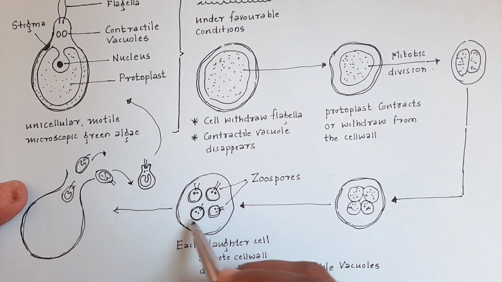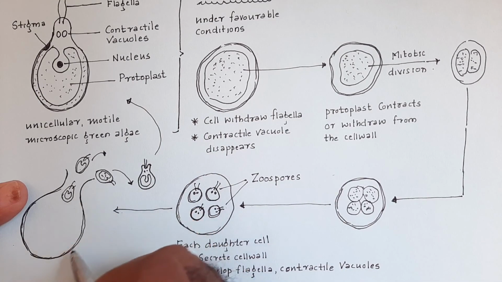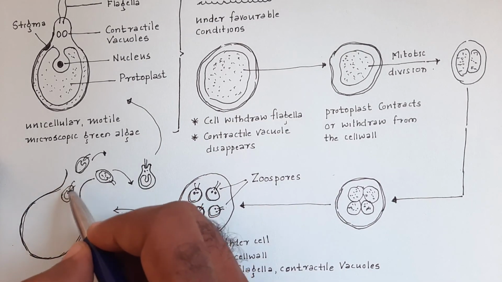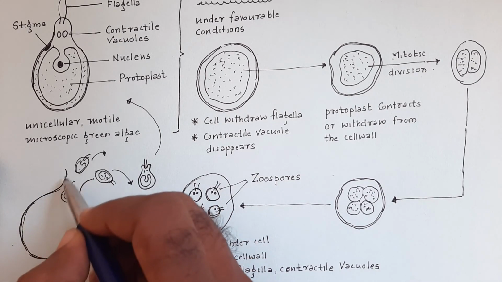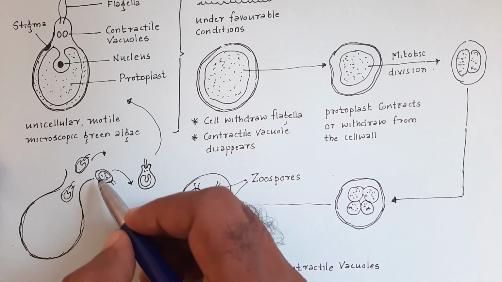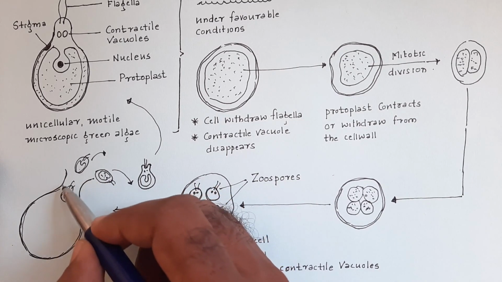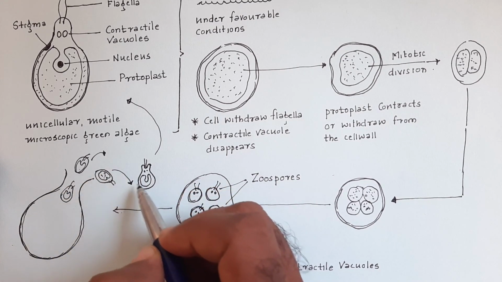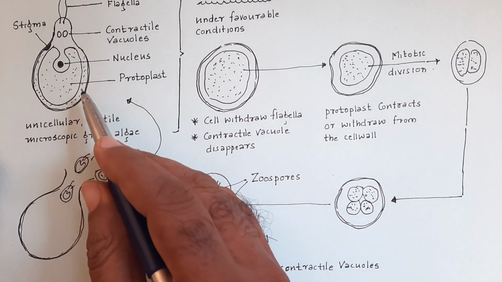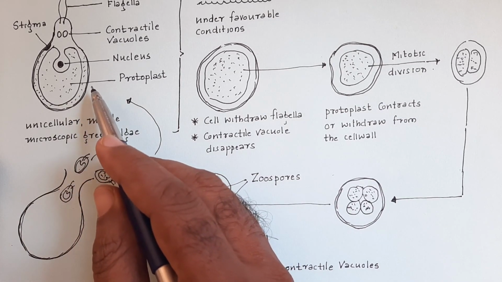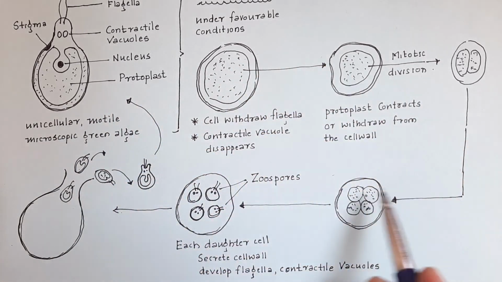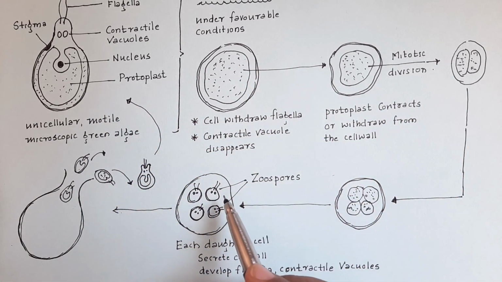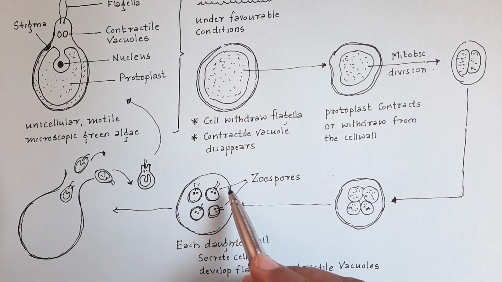So what happens? These zoospores rupture the wall of the parent cell by gelatinization. They rupture the wall of the parent cell, come out of the zoosporangium, and develop into a new individual of Chlamydomonas. This is how zoospores play a very important role in asexual reproduction.